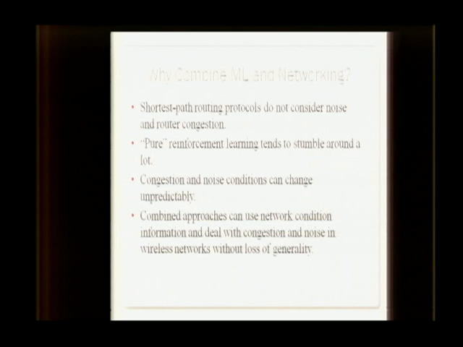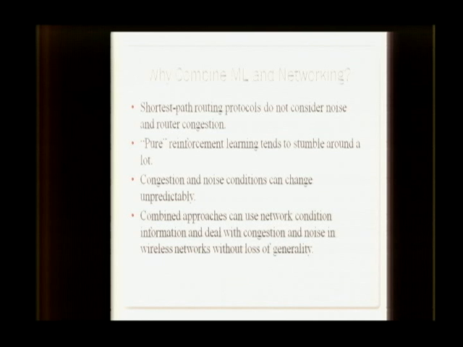All right, so why machine learning and networking? We've established that shortest path routing protocols don't particularly do the job that we need to do. Pure reinforcement learning tends to stumble around a lot before it converges. I've seen examples of 10,000 iterations where people lose 10,000 data packets, and that's in a relatively small, straightforward network.